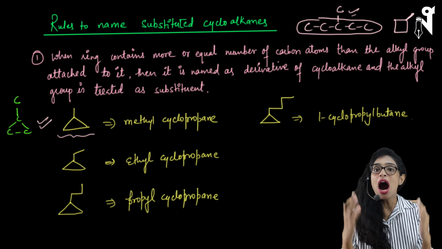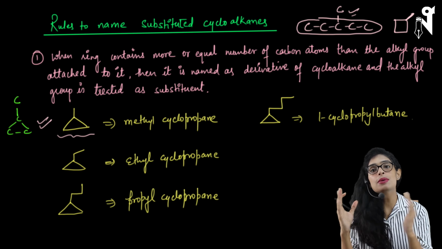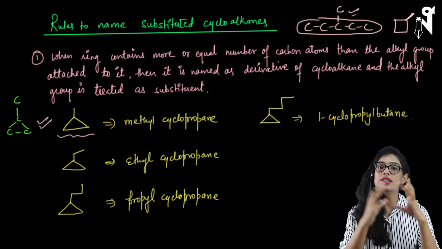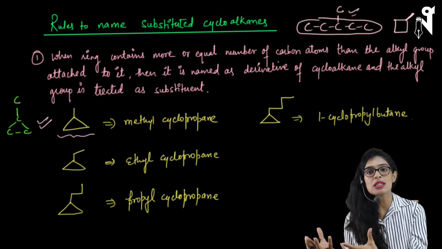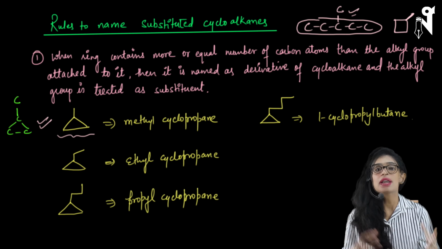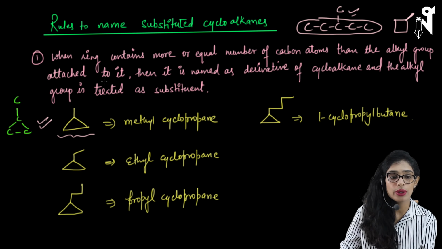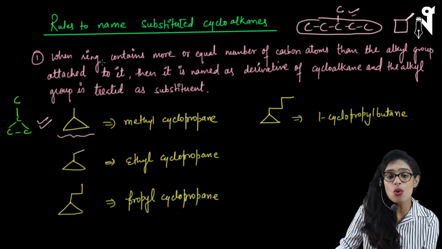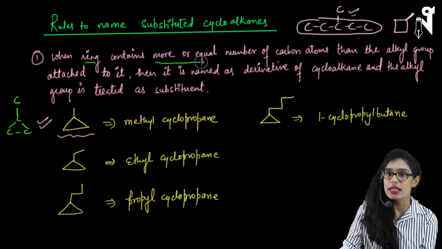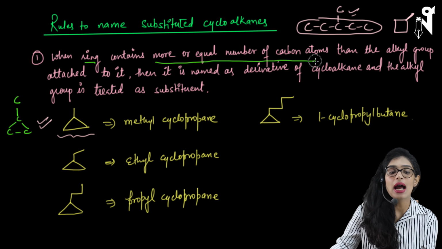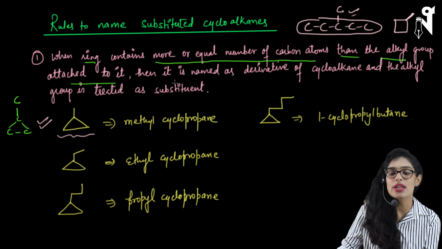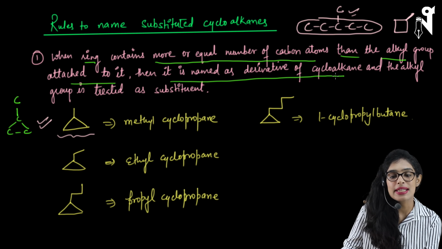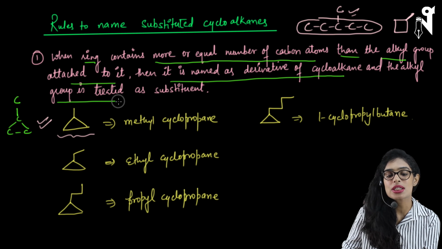So let's see how to choose the principal chain in case of the cyclic structures, which part will be branch, which part will be principal chain, how we will decide on it, and how we will write the names. The first rule is, when the ring contains more or equal number of carbon atoms, then the alkyl group attached to it is named as a derivative of cycloalkane. The cyclic group, the alkyl group, is treated as substituent.